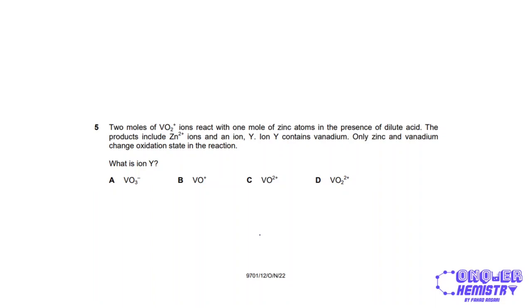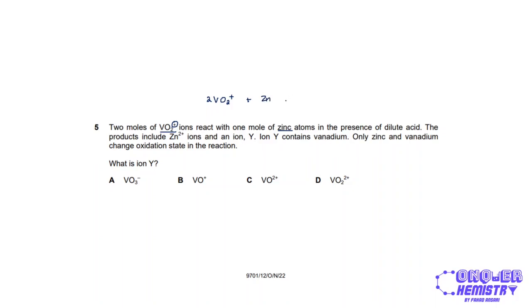Now we have a redox reactions question in front of us. All right. It says 2 moles of VO2 with a positive charge, these ions, react with 1 mole of zinc atoms. So let's write this down. We have 2 moles of VO2 with a plus charge. And this reacts with 1 mole of zinc atoms in the presence of dilute acid.